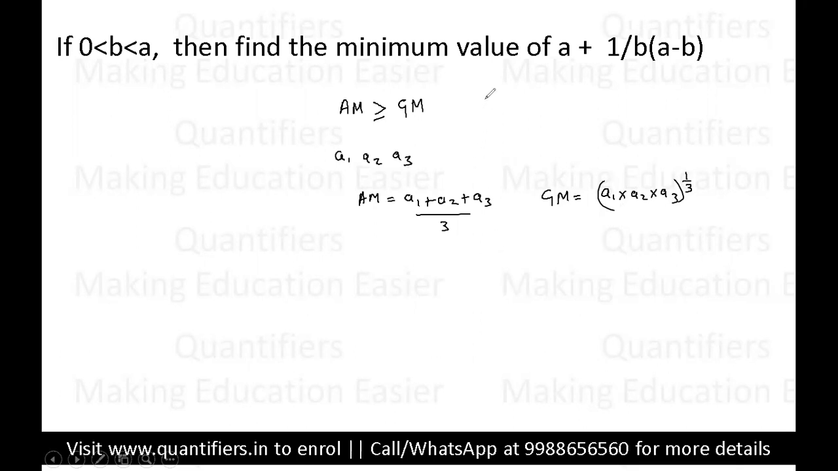Moreover, students, the most important thing here is you can apply AM is greater than or equal to GM only when it is valid only for positive real values. It is valid only for positive real, right? That means the variables which are being used, they are positive real. Basically, it is not valid for negative values. This condition does not work for negative values.